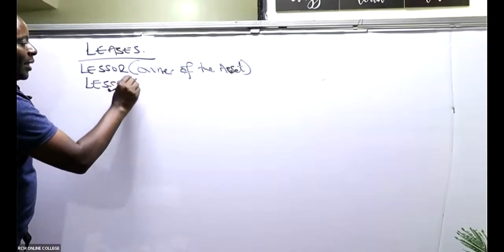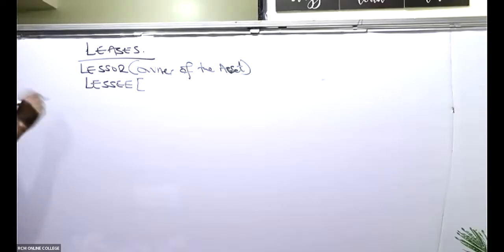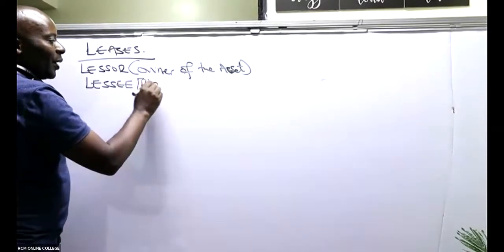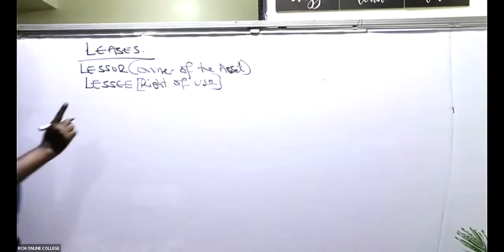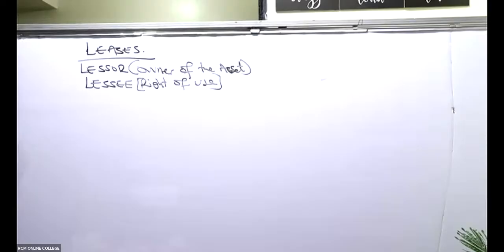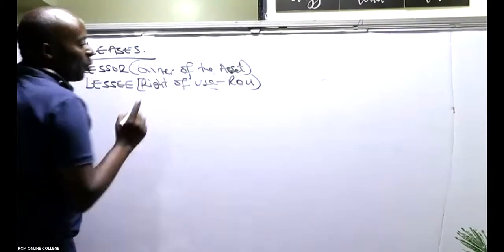And then, ladies and gentlemen, we have the person that we called the lessee. The lessee, in this case, is the one who is going to get what we call the right of use. He doesn't own the asset, but he'll be able to get the right of use, which we shall be abbreviating as ROU.